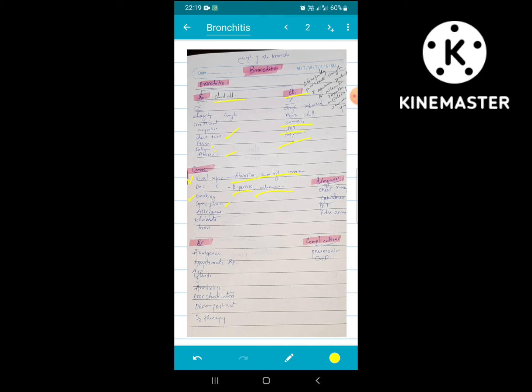The next one is treatment. Before treatment, how do we diagnose bronchitis? After clinical examination and listening to the patient's history, you are going to send him for a chest x-ray, and then you have to do a sputum examination to find if there are any microorganisms involved, and then a pulmonary function test and pulse oximetry, and then you come to treatment. For treatment, you are going to give analgesics for the pain.